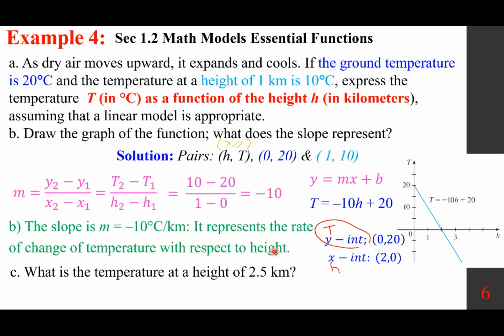What is the temperature at a specific height? Whatever they give us, in this case, 2.5. That means you have the formula and you want the T at h equals 2.5. Replace the h, and it gives you minus 5 degrees Celsius.